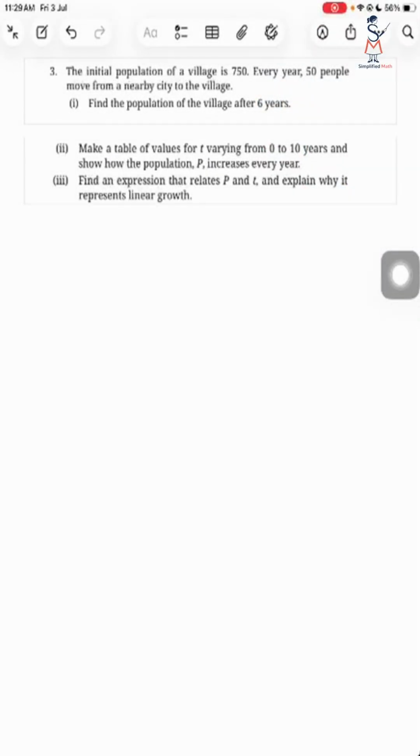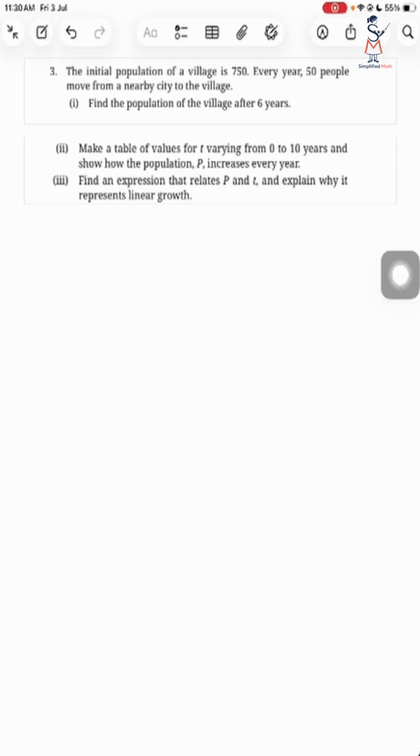Hi, we are doing NCERT question number 3 of exercise 2.4, class 9. The initial population of a village is 750. Every year 50 people move from a nearby city to the village. That means every year the population increases by 50 people. Find the population of the village after 6 years.